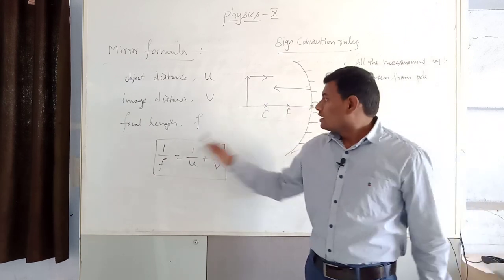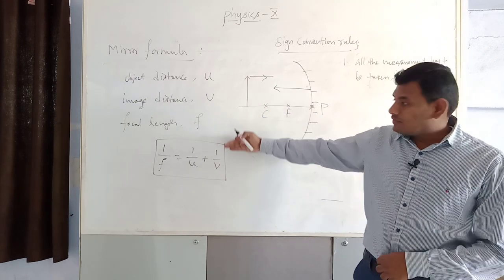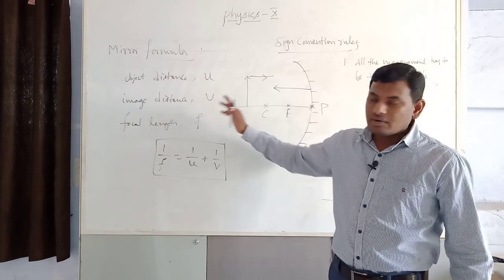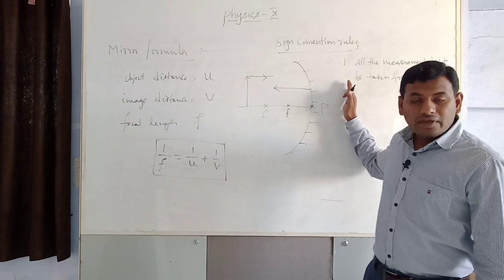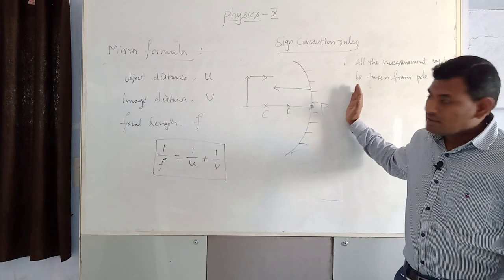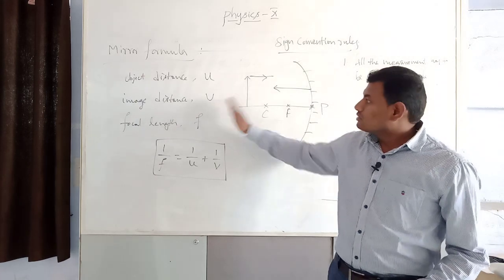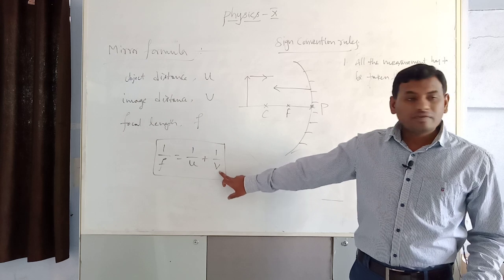For different positions of object, we will get V value. V value is always this side. Except for the sixth position, that is when the object is between F and P, we will get the image behind the mirror. So for the remaining positions, we will get inverted image on this side. So for those remaining 5 values, we will get V as a negative.